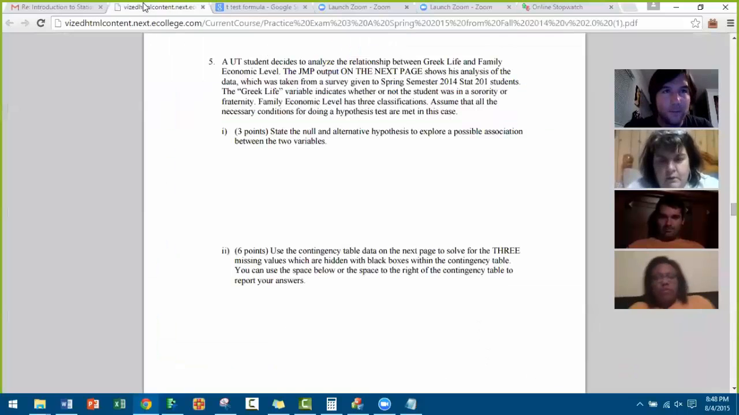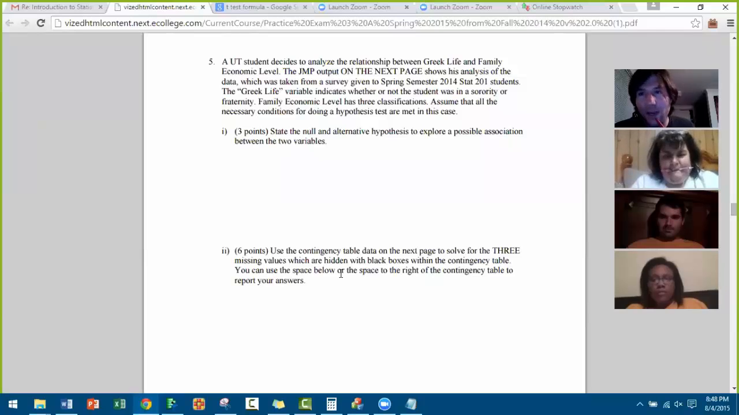Next problem. A UT student decides to analyze the relationship between Greek life and family economic level. Automatically, those two questions right there, and hey, if you did the project, you might have seen this data. Think about it. Greek life and family economic level. That should tell you what analysis we're doing right there. Both of those variables are, just the first letter, they're both what? Both variables are categorical.